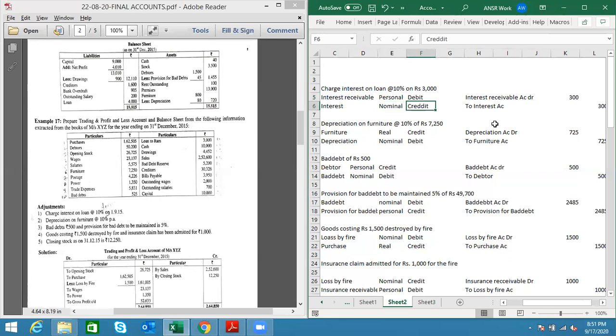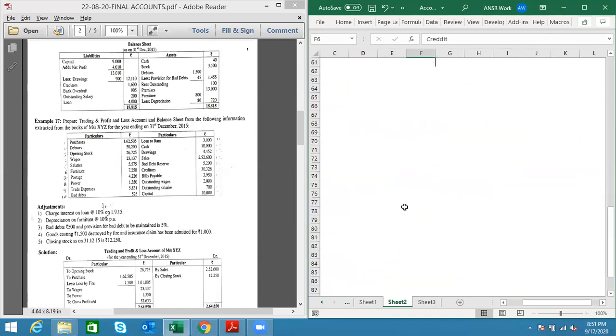Now that we are discussing this, let me introduce one more concept, which is called accrued interest.